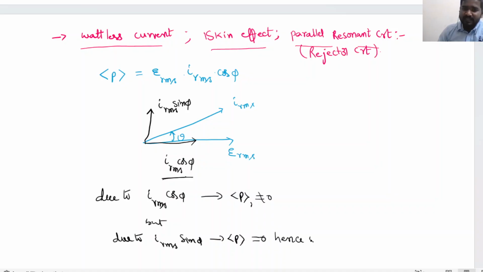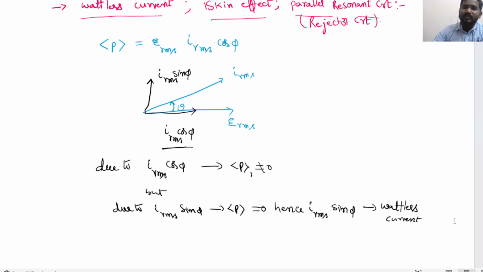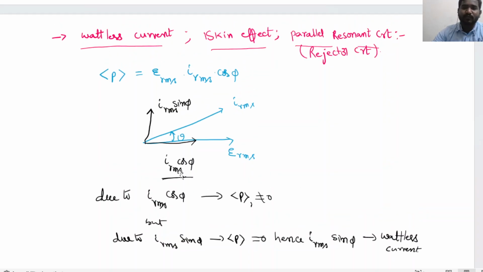Hence, this IRMS sin phi current you can take as a wattless current. Wattless current means because of this current, power production is not there. Such type of current you can take as a wattless current. And because of IRMS cos phi, power is not equal to 0, so IRMS cos phi you can take as wattful current. This is the wattless current. Next is the skin effect.